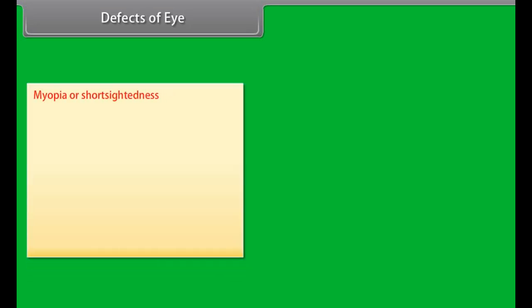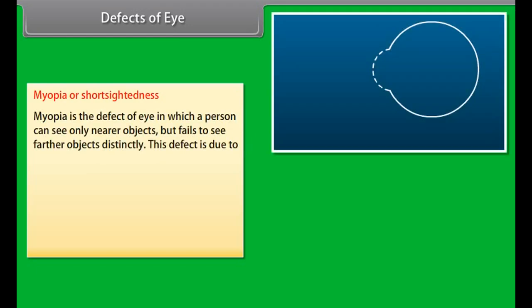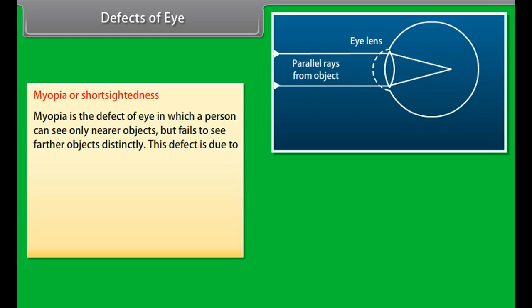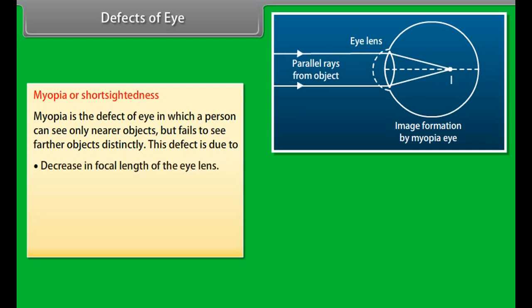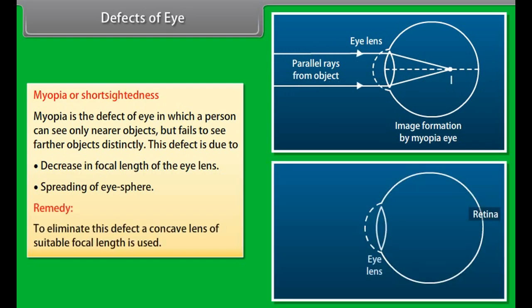Defects of eye. Myopia or short-sightedness. Myopia is the defect of the eye in which a person can see only nearer objects but fails to see farther objects distinctly. This defect is due to 1. Decrease in focal length of the eye lens. 2. Spreading of the eye sphere. Remedy. To eliminate this defect, a concave lens of suitable focal length is used.